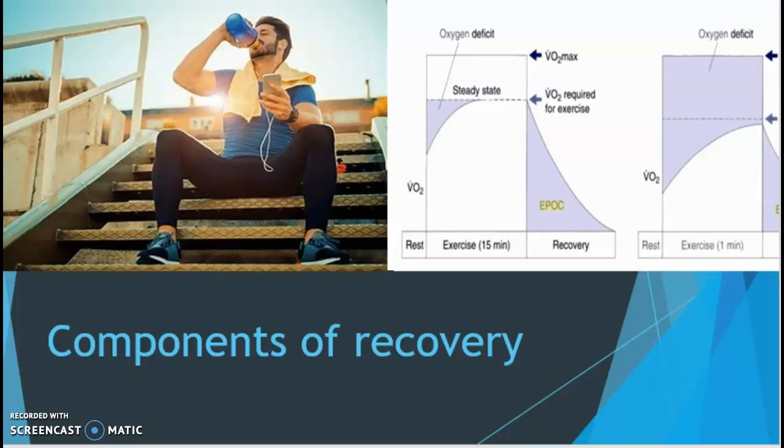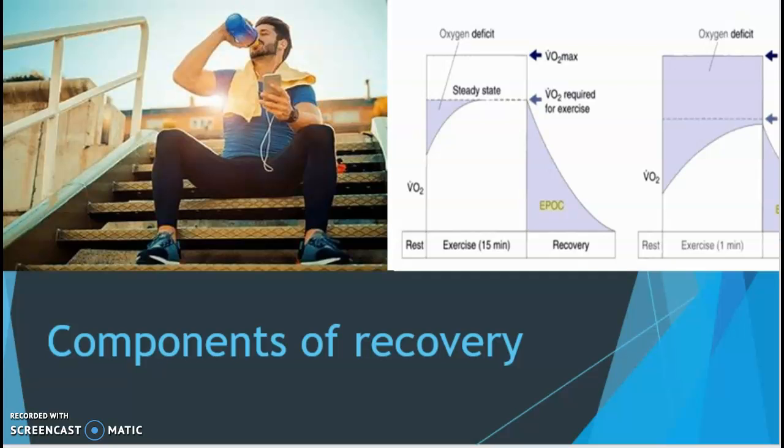The recovery stages can be seen with the latter part of the graph, which also differs depending on the intensity/duration of the activity, and represents EPOC, excess post-exercise oxygen consumption, which can be split into two parts, fast and slow.